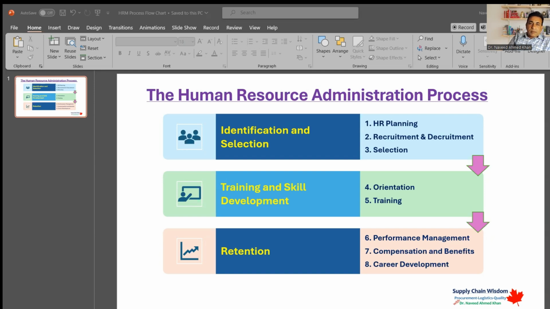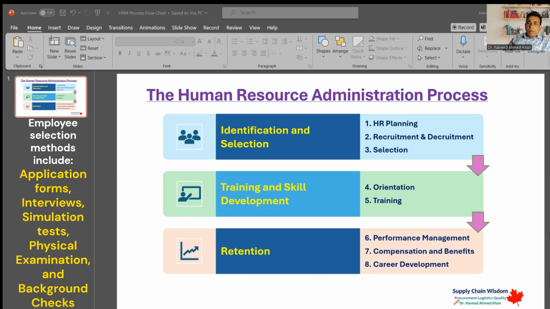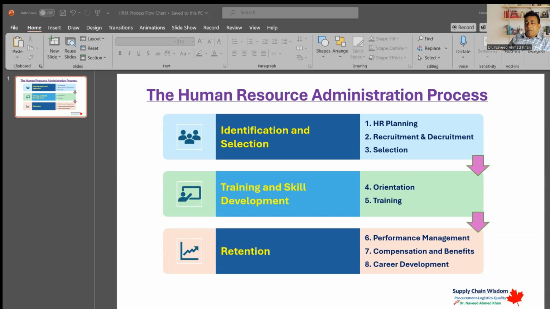You can see this. The third step here is selection, right? So once you have attracted the pool of candidates, you're going to go for selection. For selecting employees, you might use certain devices. I mean, selection devices may include an application form or a written test, right? Application forms might help you screen the employees. A written test might help you identify the capabilities of certain employees. Or you might use interviews, background checks, or if the job is very physically demanding, you might go for a physical examination.